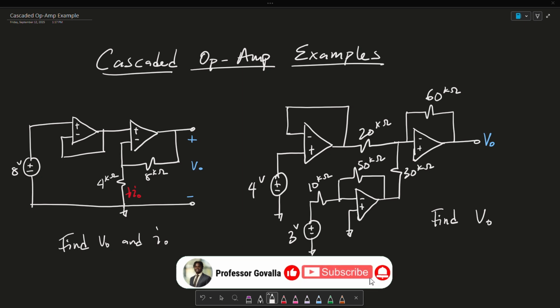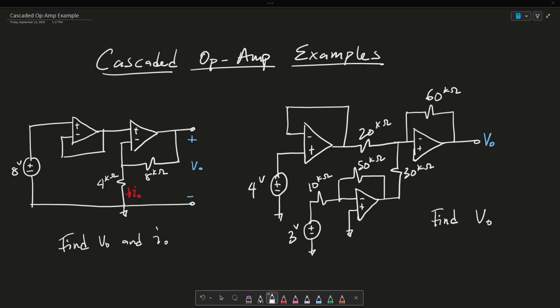My name is Professor Gavala, and today I'm going to be talking to you about cascaded op amps, and we're going to do two examples. A cascaded connection is a head-to-tail arrangement of two or more op amp circuits such that the output of one is the input of the next. So for example, as you see here, the output of this op amp, let's say A1, is the input to this A2 operational amplifier.